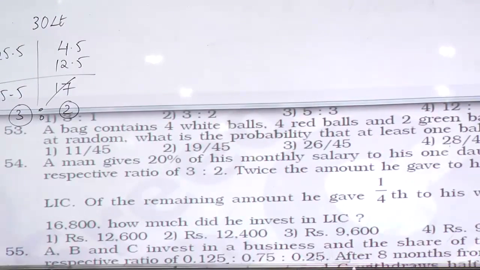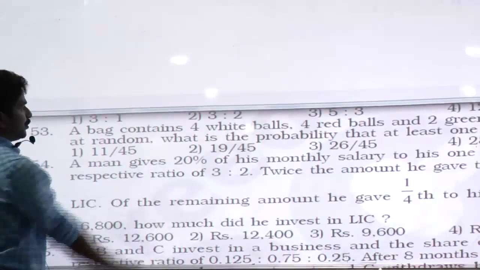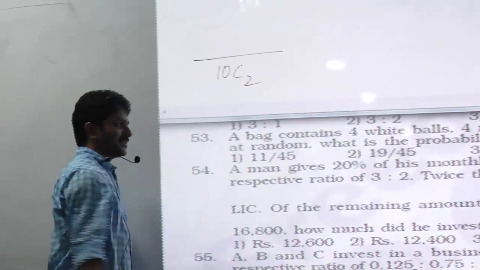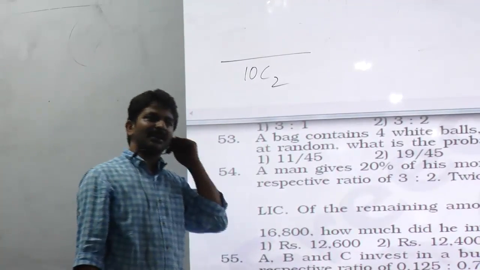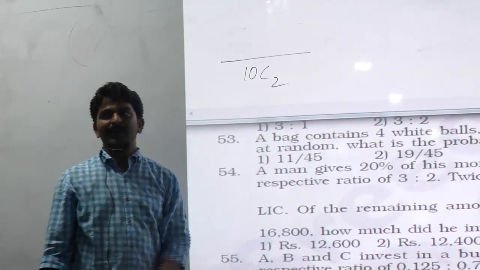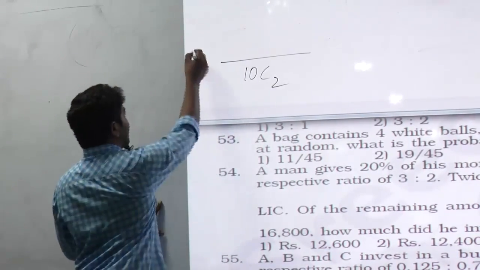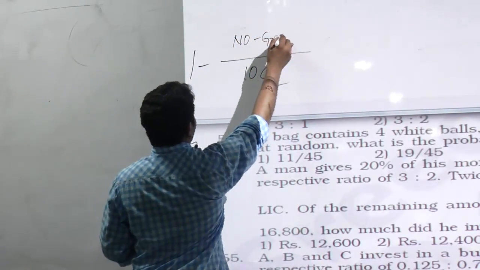(53) A bag contains 4 white balls, 4 red balls and 2 green balls. 2 balls are picked at random. In how many ways can you do that? 10. See, 2 ways. What is the probability that at least 1 ball is green? At least 1 green means probability of getting 1 green or probability of getting 2 greens. Instead of doing all this, total probability minus probability of getting no green.